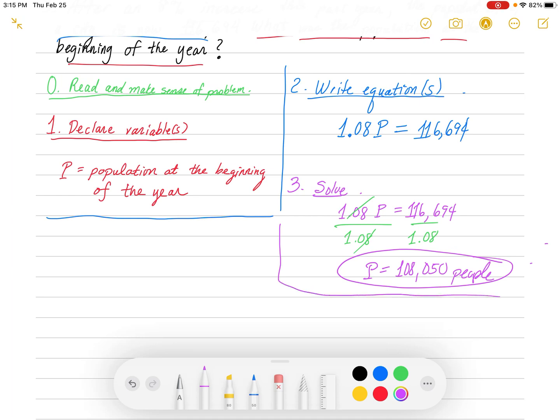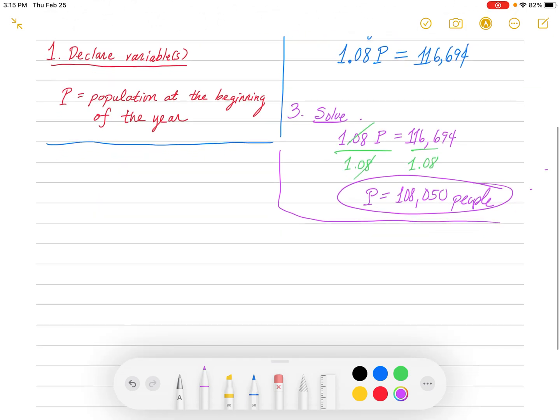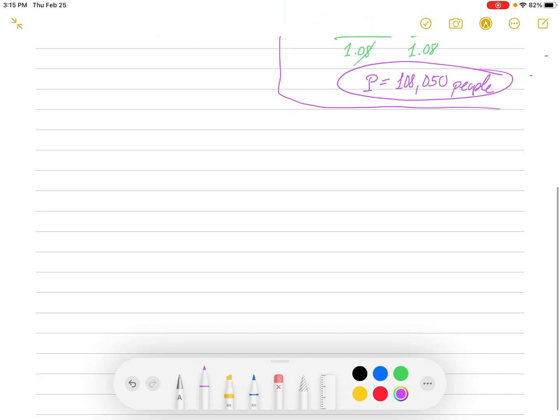All right, let's do another word problem. There's going to be an age problem. John is 7 years older than Sam.